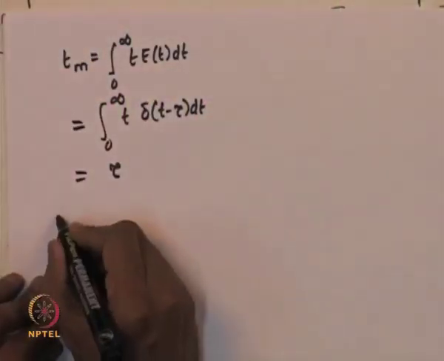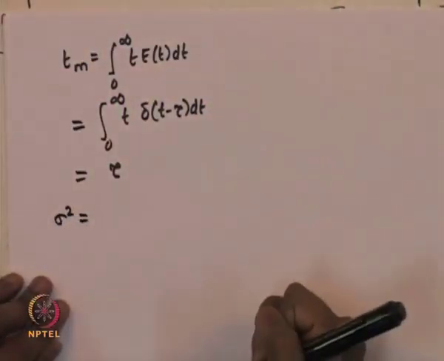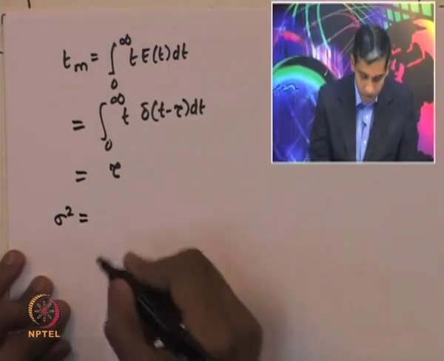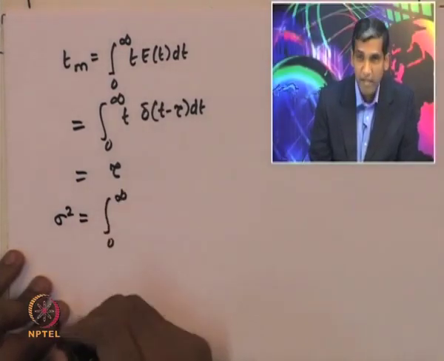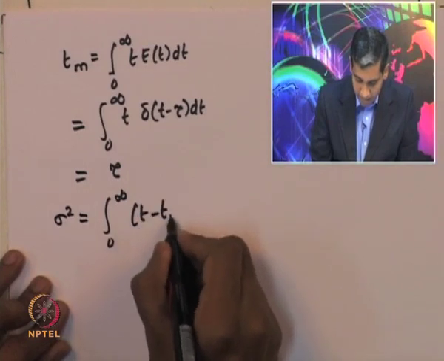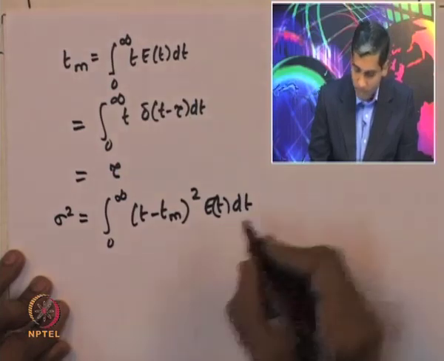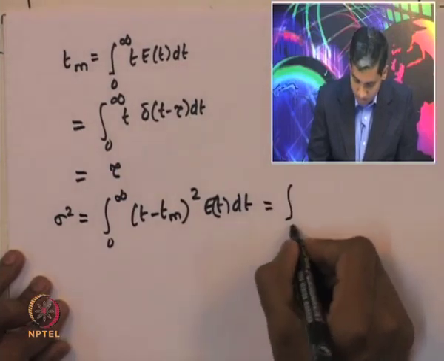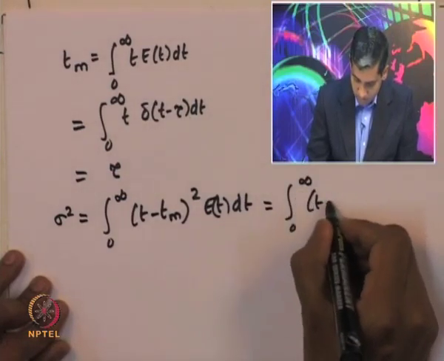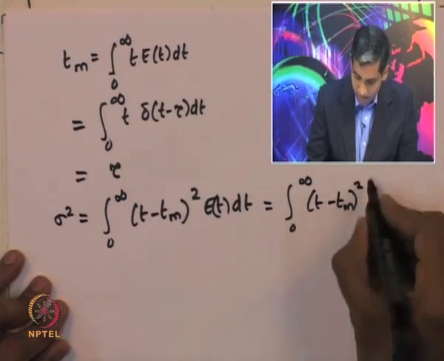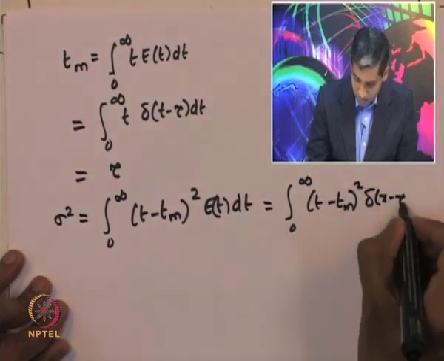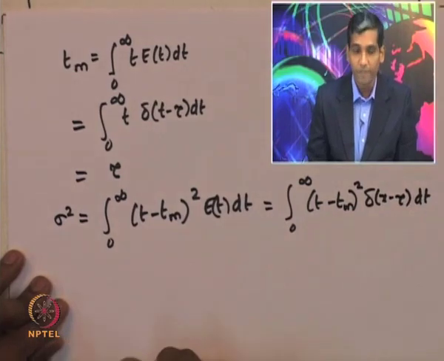So, now let us look at the second moment, that is the variance of the distribution. That is given by the integral from 0 to infinity of t minus T m the whole square into E of t into dt. So, that is equal to T m square into the delta function into dt.